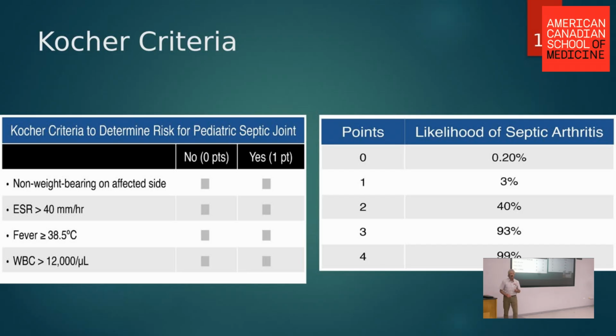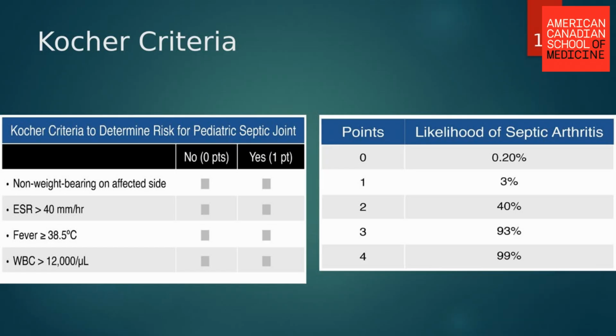There's something called the Kocher criteria, which you can see here. It's basically a scoring system. In this case, non-weight bearing on the affected side, yes. Let's say the SED rate was elevated. We know the kid had a fever. White count was 13,000. That gives him a score of 3 or 4, depending on what the SED rate was.